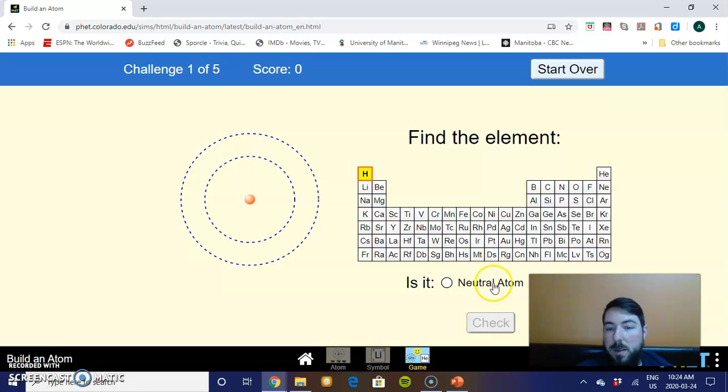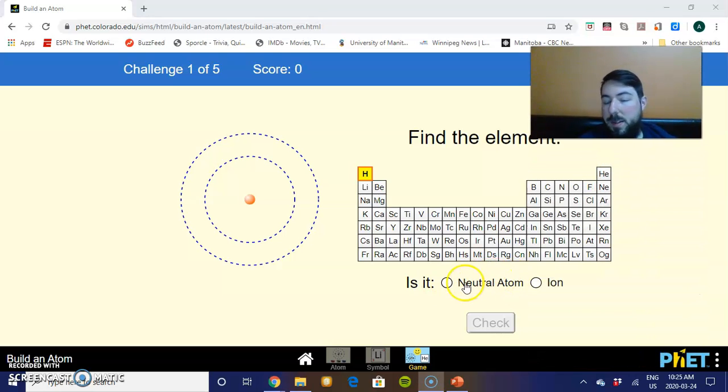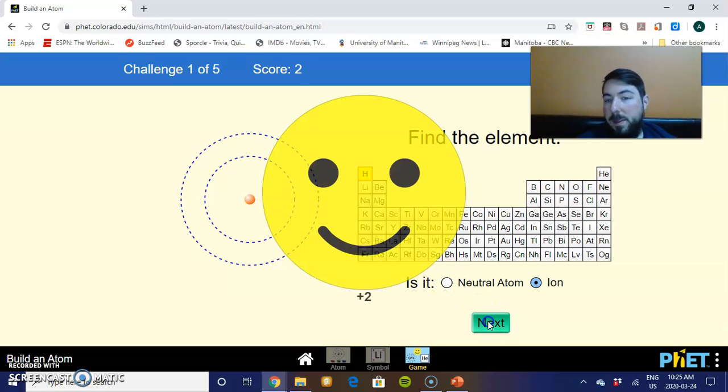Is it neutral or is it an ion? Okay. So it's that, while we don't have any negatives to balance out the positives, it's an ion. It would only be neutral if we had the same amount of protons in the middle as we had electrons on the outside. Nice smiley face there.